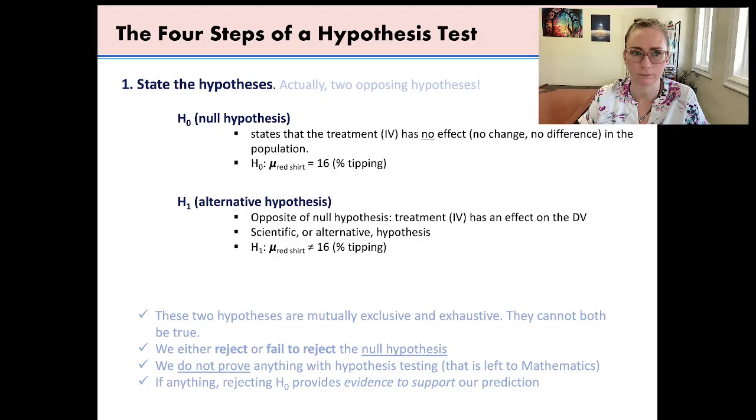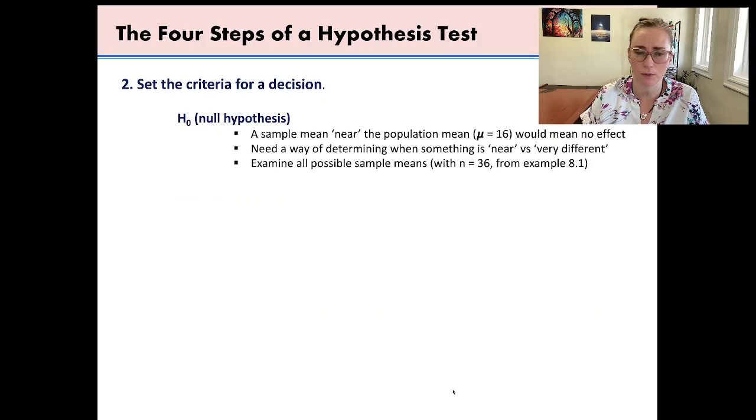Okay. So that's step 1, stating the hypothesis. Step 2 is we're going to set the criteria for the decision. So this basically means when do we think that a difference is large enough to say that there is a difference?